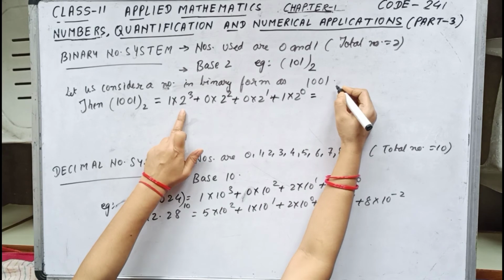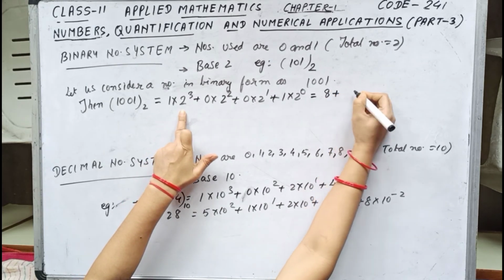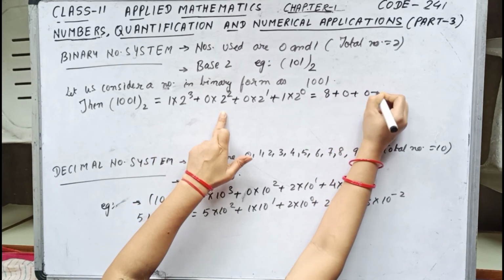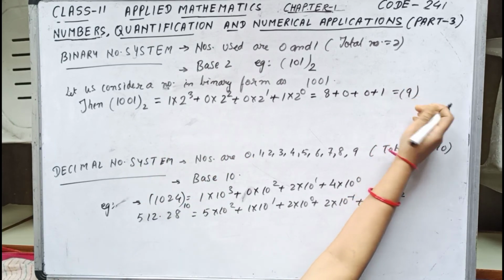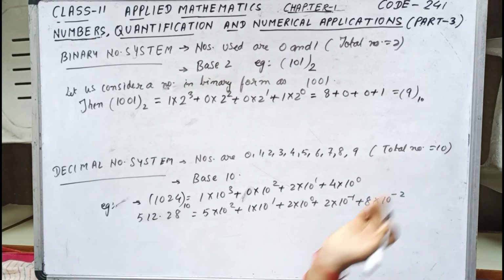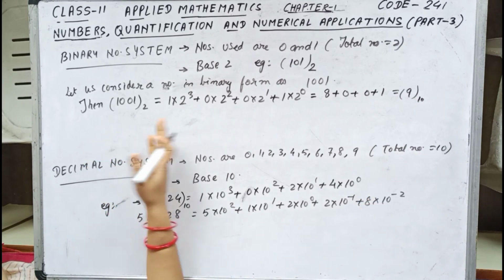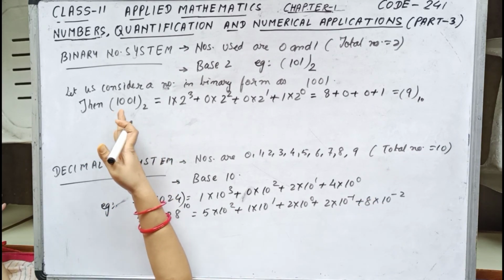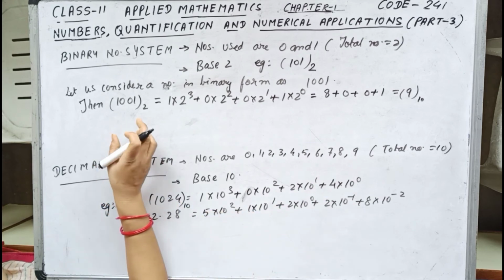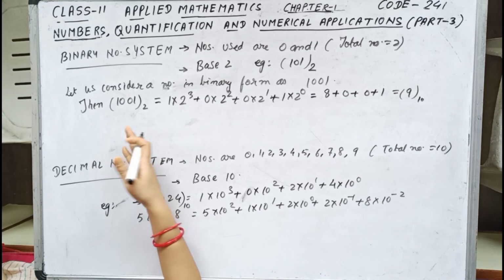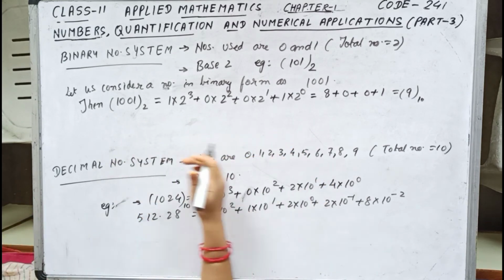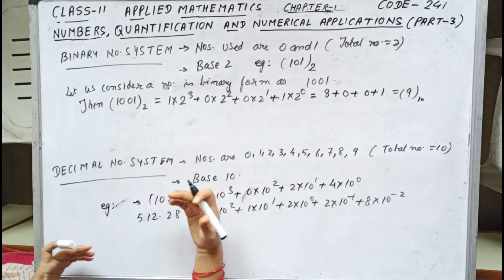Now let us count its value. Over here 8 plus 0 plus 0 plus 1. So this value is 9, and this value whatever we have got is in decimal form. So you can understand the conversion of the binary system to decimal form also, means a number in the binary form to a number in the decimal form. This only is the conversion formula or the conversion method.